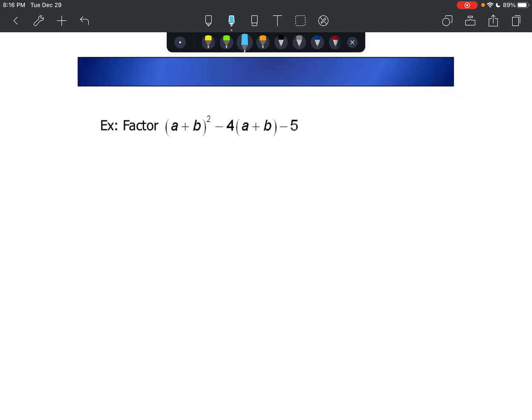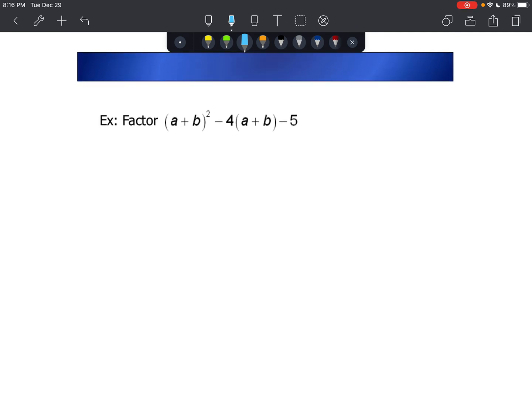So now what happens when we have something like this? (a + b)^2 - 4(a + b) - 5. Well, this should look familiar. If I were to let u equal a + b, okay? So in place of a + b, I make it a u. That would give me u^2 - 4u - 5.